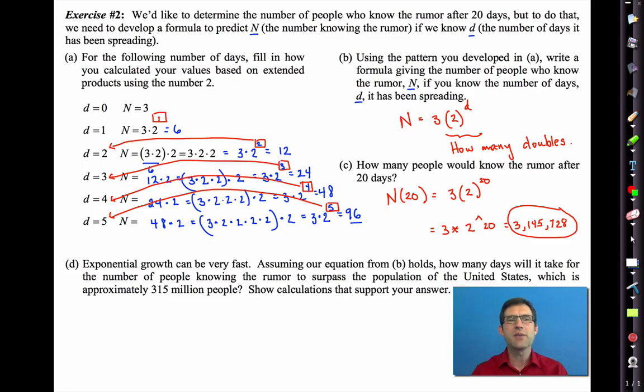Now, letter D says exponential growth can be very fast, as we saw. Assuming our equation from B holds, how many days will it take for the number of people knowing the rumor to surpass the population of the United States, which is approximately 315 million people? Show calculations that support your answer. So what I'd like you to do is play around with your calculator. We know we're not hitting it at 20 days, right? At 20 days, about 3 million. No, I need to get up to 315 million. So play around with your calculator and see what you come up with.